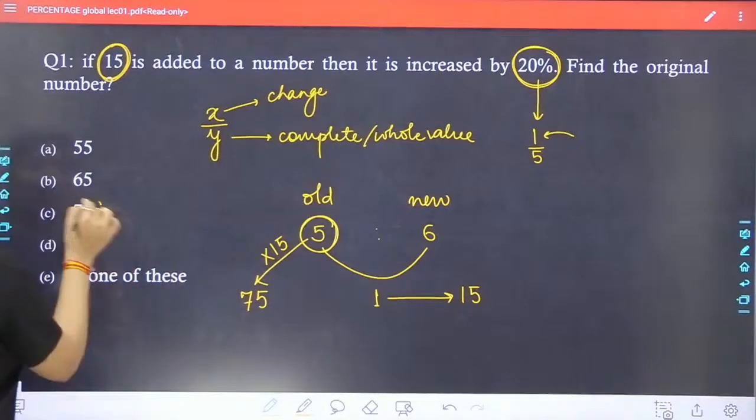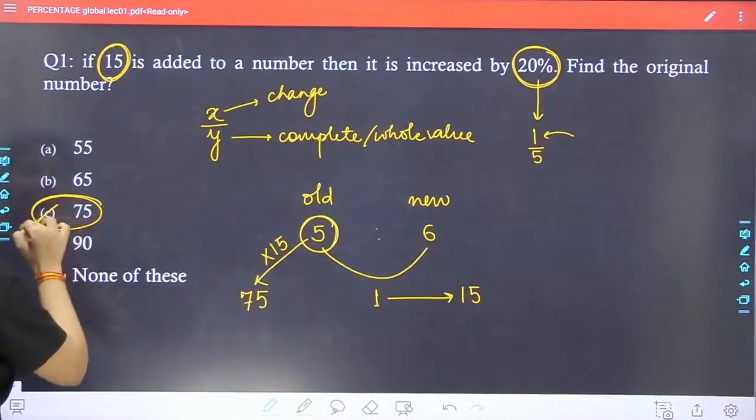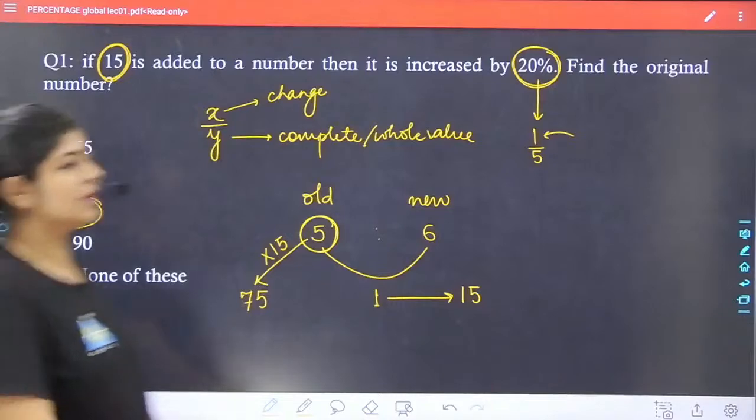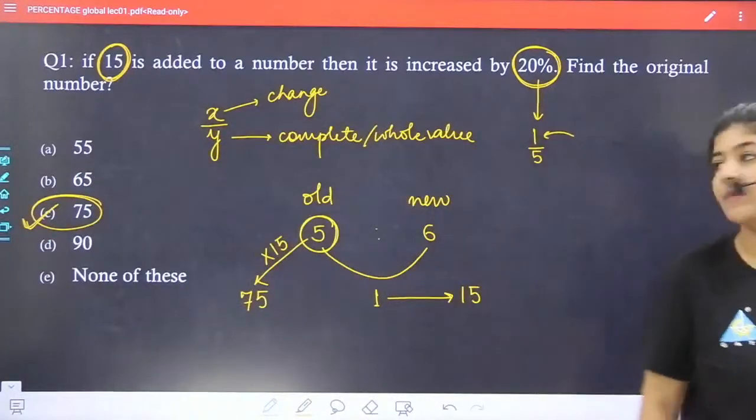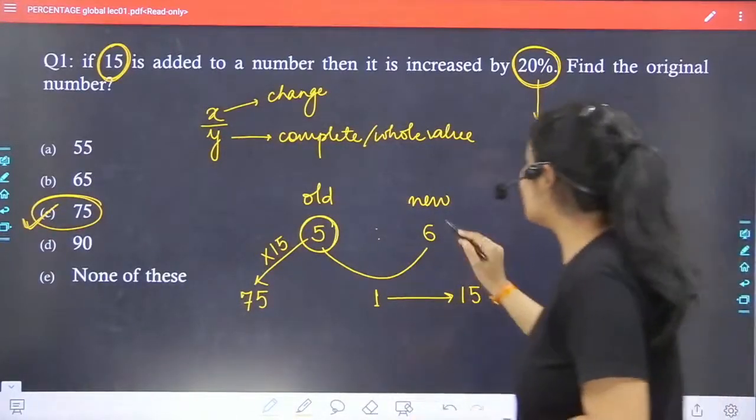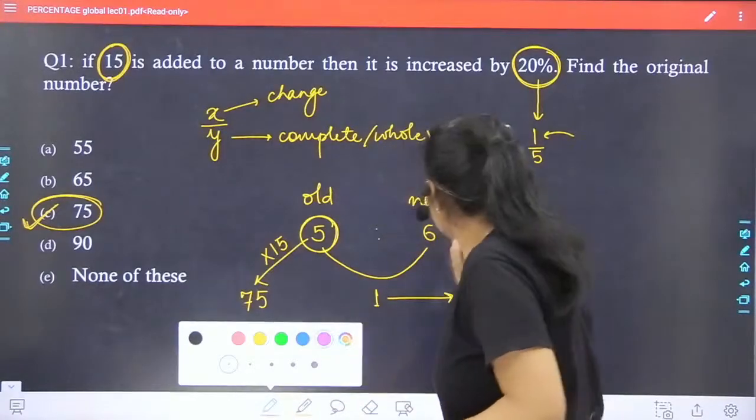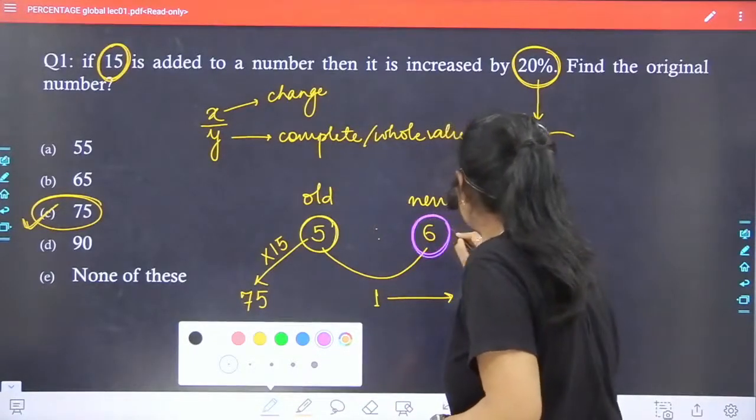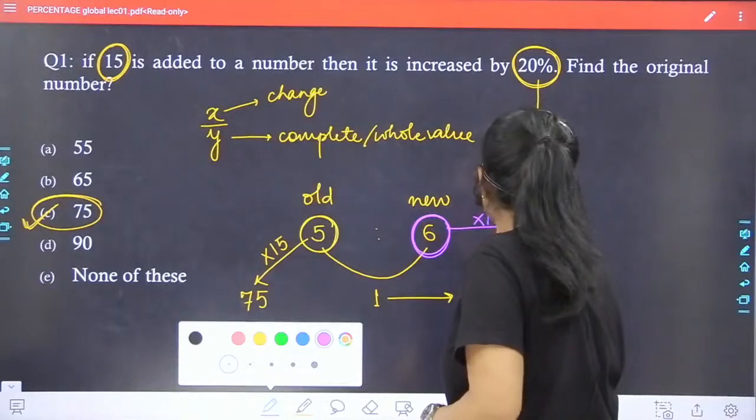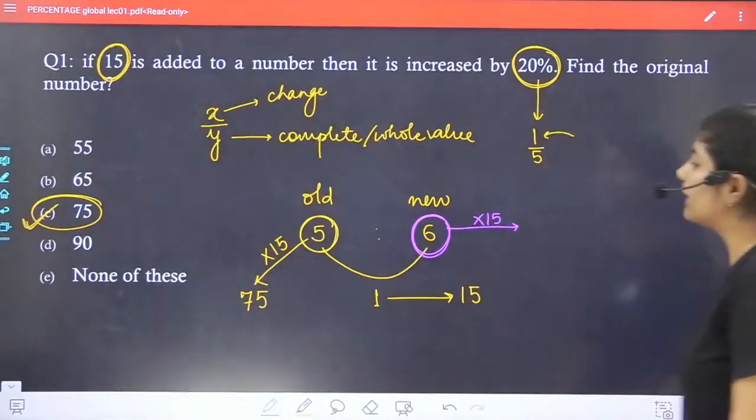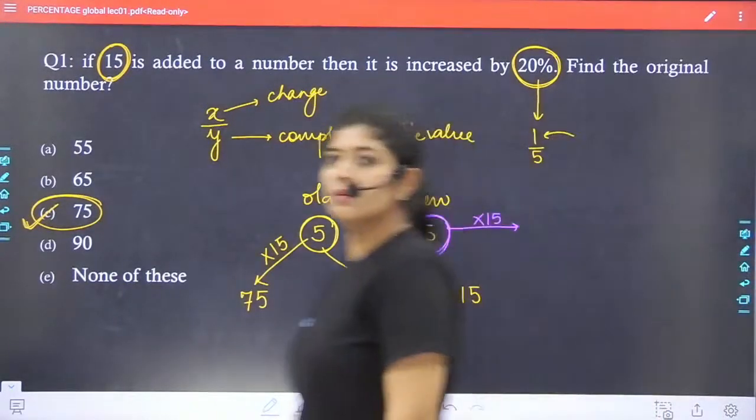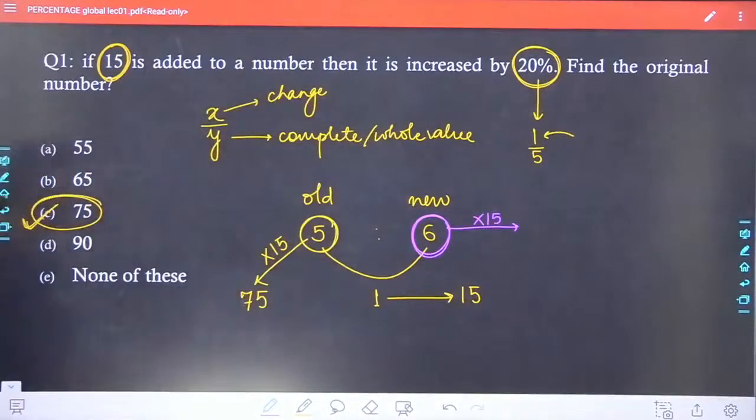So the correct option over here is option C. Option C is the correct answer. If I ask you what the new number is, then our new number is this 6 into 15.